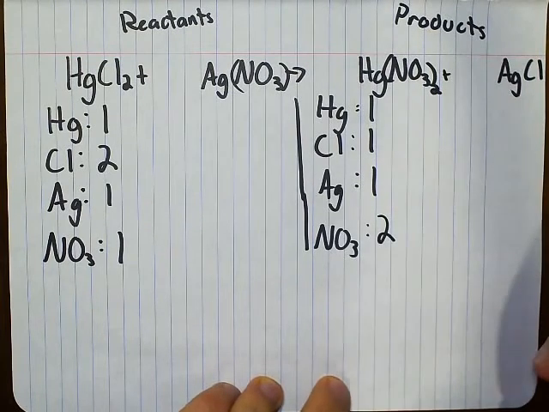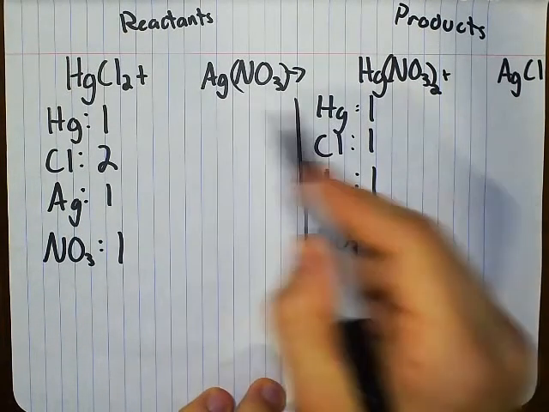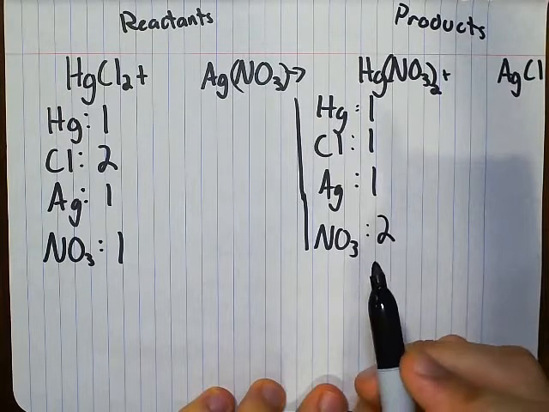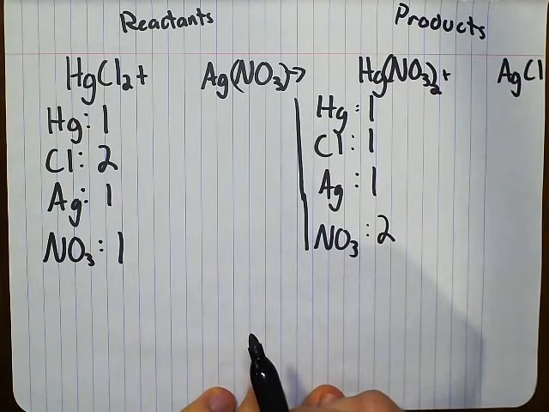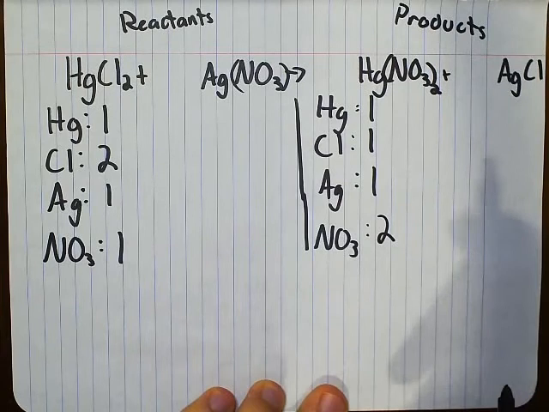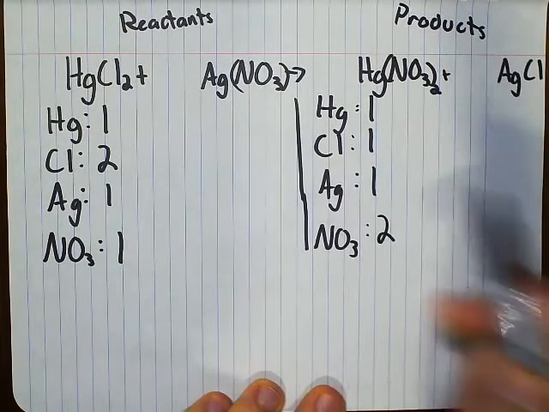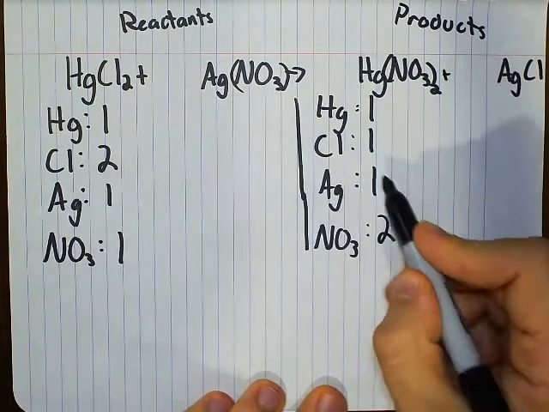And now it's time to do a little bit of work. Now we've got to do the actual balancing. So we've got to figure out what we need to start with to balance. Our mercury quantities are the same, so we probably might not need to start there. Chlorine, we've got something different, and nitrate, we've got something different. So let's start off by balancing chlorine.